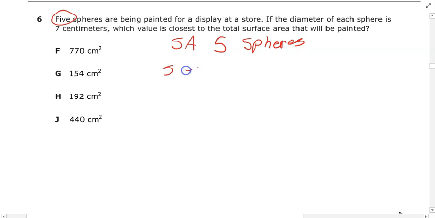Okay, so surface area is going to equal surface area of 5 spheres. And the formula for surface area of a sphere is 4 pi r squared. We can get that from the formula chart.